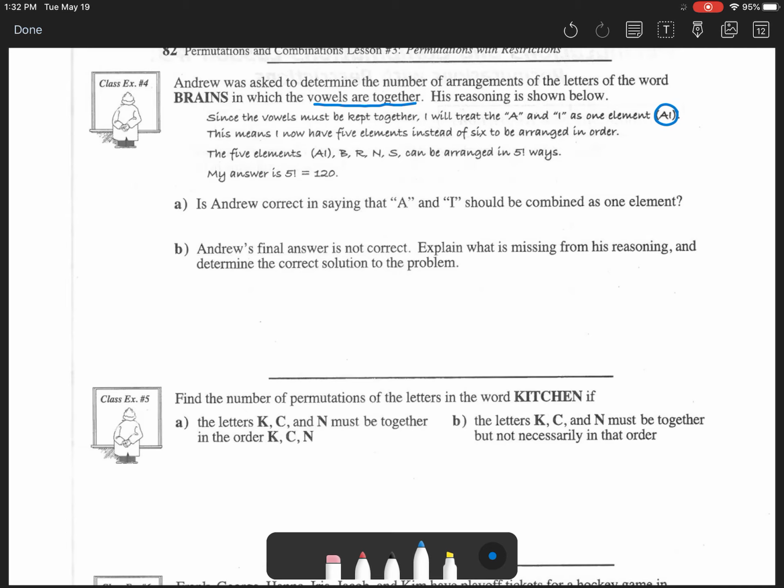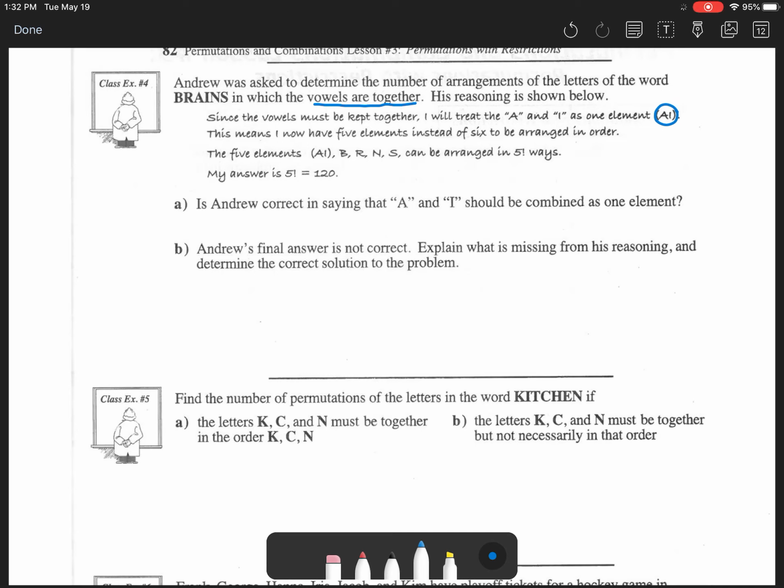When they tell you some things have to be together, we kind of stick them together with glue, and we treat them as one thing. This means I now have 5 elements. So why would he have 5 elements? Well, because there's actually 6 letters in the word brains, but he's sticking A and I together, so we're treating them as one letter. So he's thinking there's 5 things to arrange. Okay, and he's correct in that thinking.